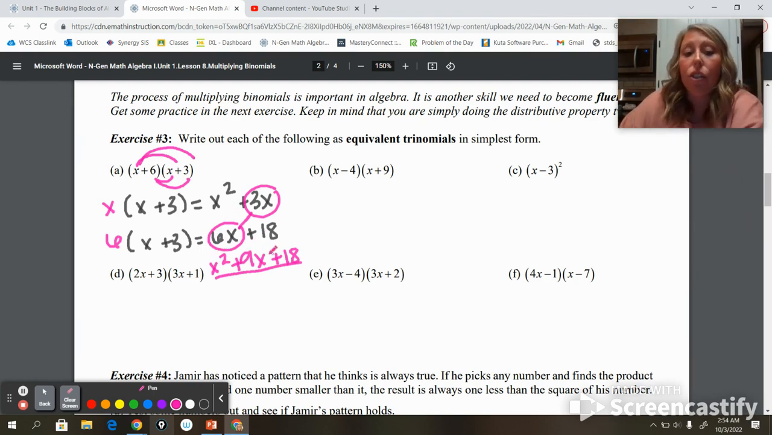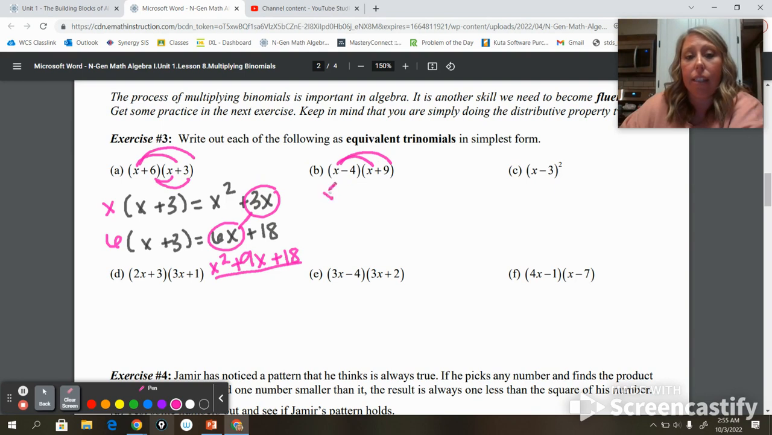Each one of these should end up getting 3 terms, an x squared, an x all by itself, and a number all by itself. So when you're working these out, that should happen for all of them, no matter what numbers you've got. I'm going to show you another way that's still distributive property, just doesn't involve writing it out like I did. So if you literally will just draw your arrows, let's go ahead and multiply that.